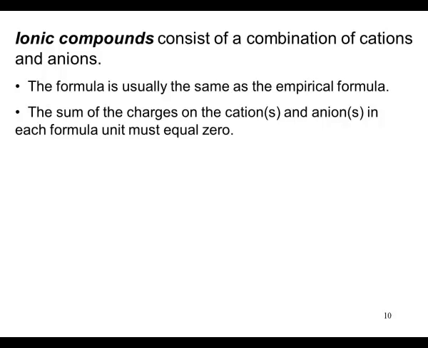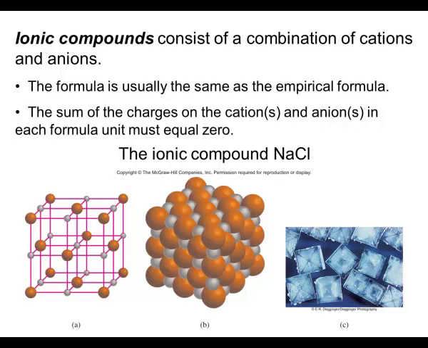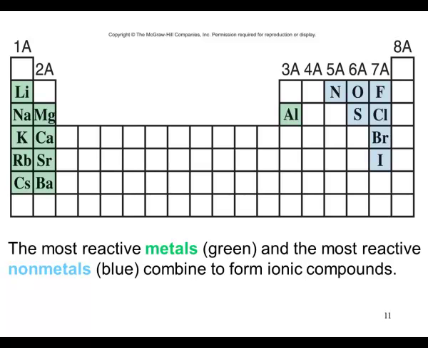Ionic compounds consist of a combination of cations and anions. The formula is usually the same as the empirical formula. The sum of the charges on the cation and the anions in each formula unit must be equal to 0. Here's a representation of sodium chloride. At the extreme right you see the actual crystals, which are cubic. And then we have the ball and stick model and the space-filling model. The most reactive metals shown here in the periodic table are green, and the most reactive nonmetals are blue. Combining these two, one forms ionic compounds.